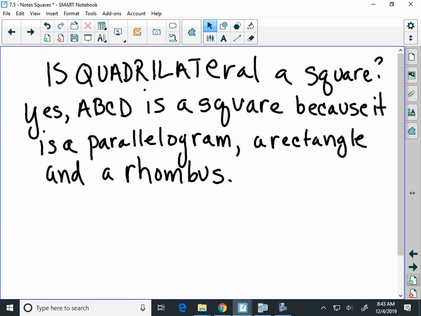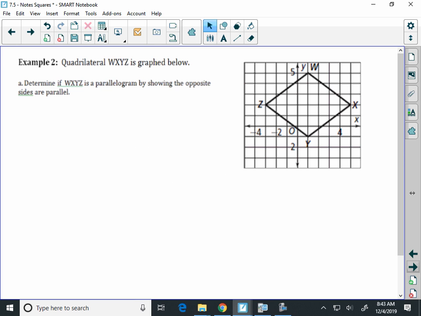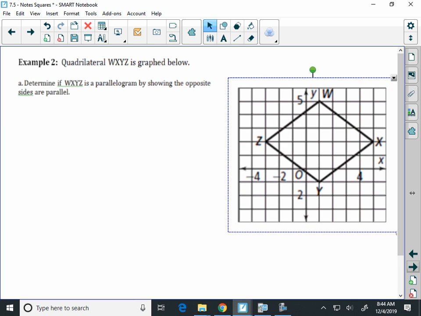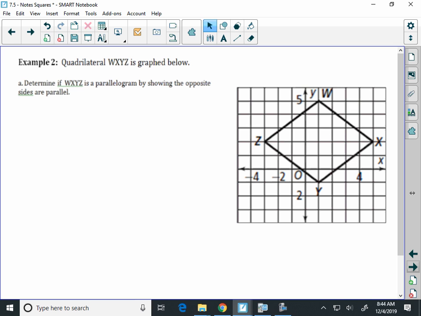As we flip our paper over, it's going to be the same kind of process on the back here. But when we're showing that something is a square, we have to show, first of all, that it's a parallelogram. And this time we're going to determine if WXYZ is a parallelogram by showing that opposite sides are parallel. And if there's anything nice for me, it's because we've already got that drawn in.